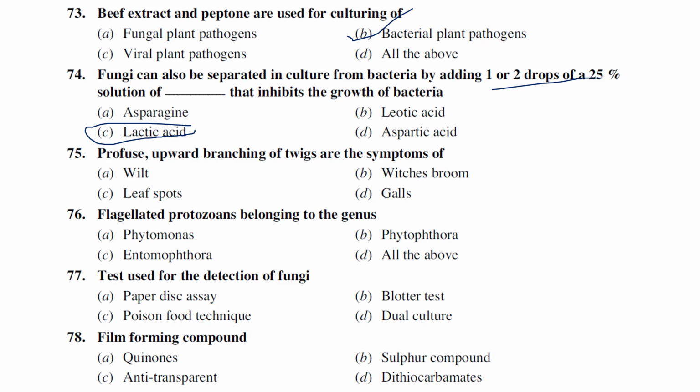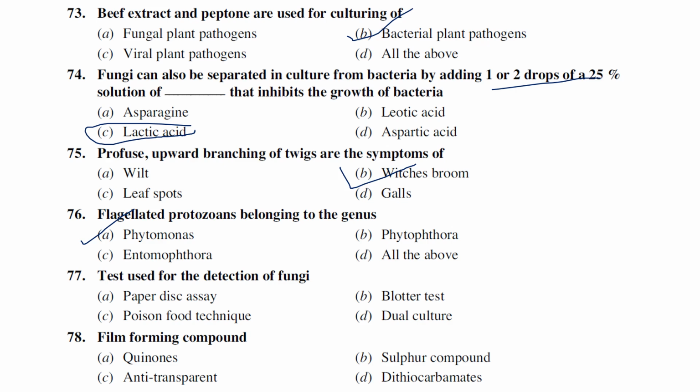Okay. Profuse upward branching of twigs are the symptoms of wilt, witch's broom, leaf spots, and the galls. Generally, witch's brooms where we can see the profuse upward branching. Flagellated protozoans belonging to the genus Phytomonas. Flagellated protozoans or flagellated Phytomonas as we can also call it.